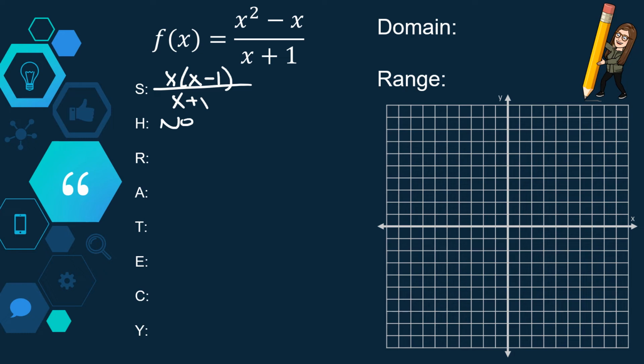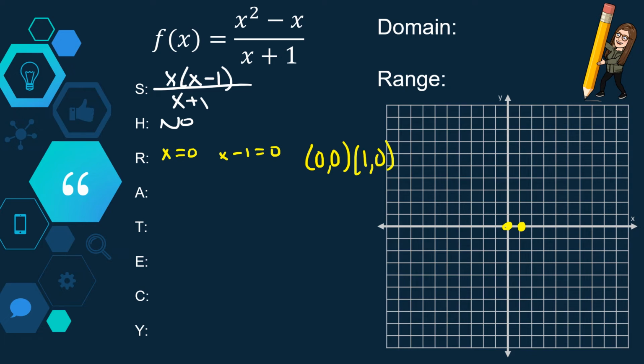Roots. What are the solutions to my numerator? If I set each factor equal to 0, I'm going to have 0, and I'm going to have 1. Let's go plot those dots. I think I did this one right, at least. Interesting. Asymptotes.